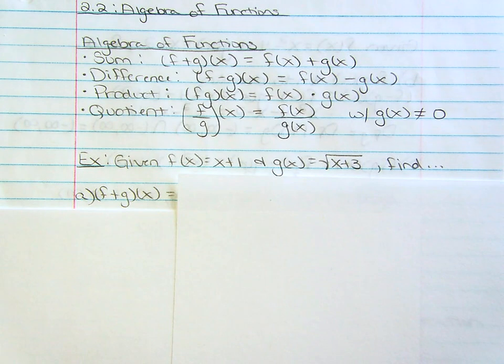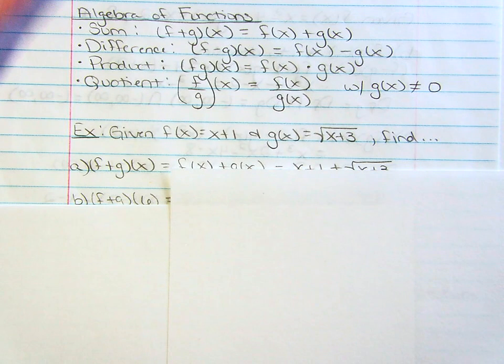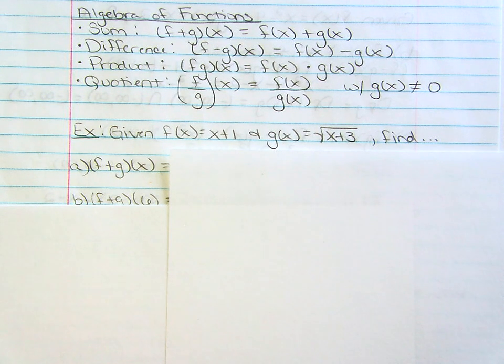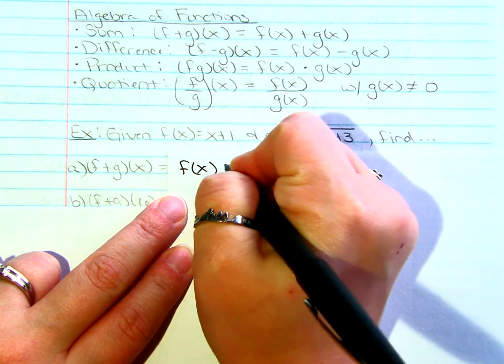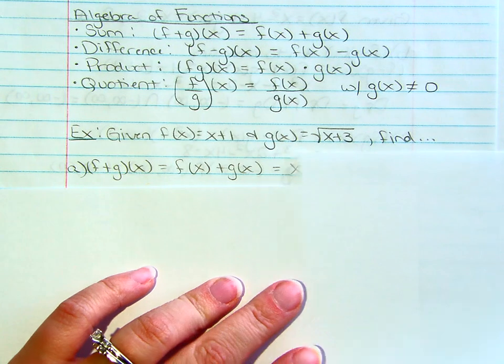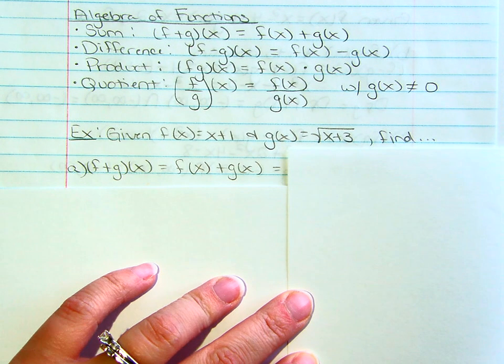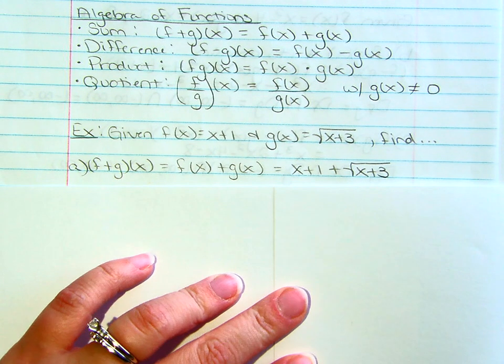So let's see how this plays out with one of our problems. It says, given the function f of x equals x plus 1 and g of x equals the square root of x plus 3, we're going to find f plus g of x. Well, f plus g of x is the same thing as taking f of x plus g of x. I can just slide it over. When you take f of x plus g of x, you're taking x plus 1, and you're adding to that the square root of x plus 3.